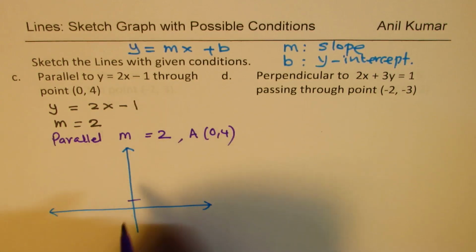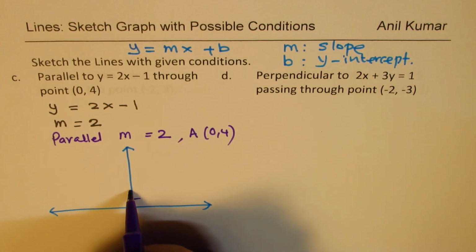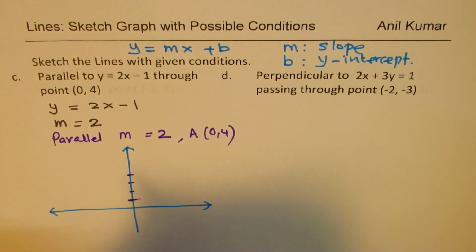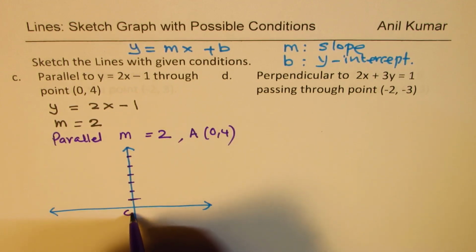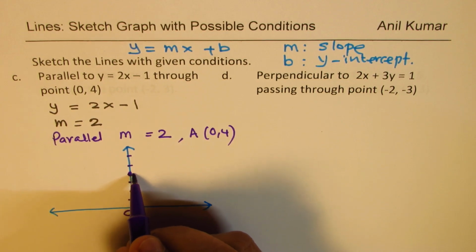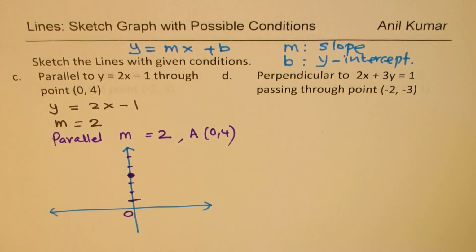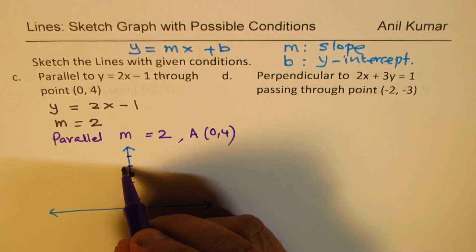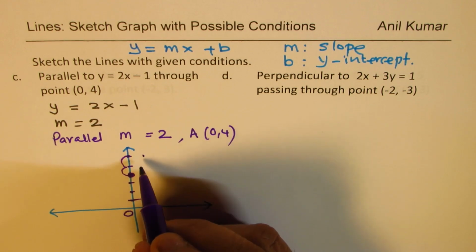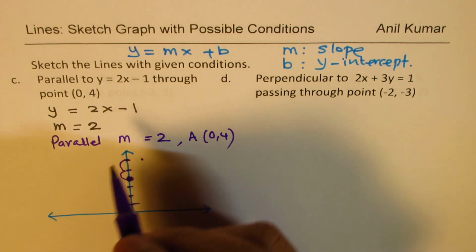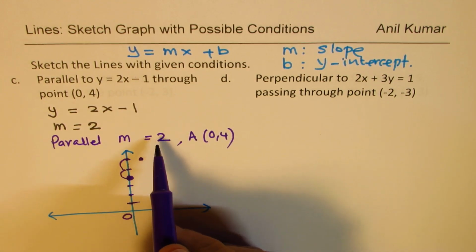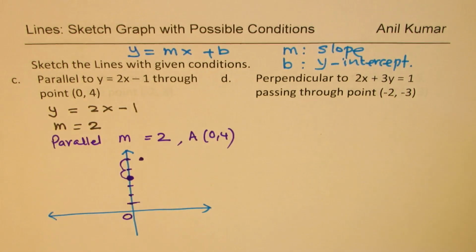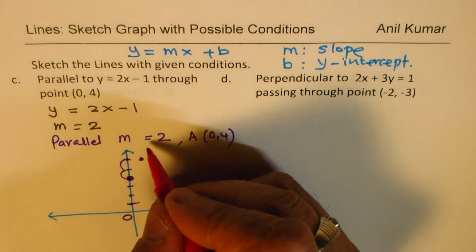Y-intercept 0, 4. So this is our 1, 2, 3, 4. Let me just make a scale first. 5, 6. So we'll begin with 0, 4. That is to say this is our origin. 1, 2, 3, 4. That point we are going to begin with. And what is our slope? Slope is 2. 2 means you have to go up by 2 units, right? And 1 right. So we have found our point which is with slope of 2, right? So that is our point. Now we can join these 2 points and then draw a line.